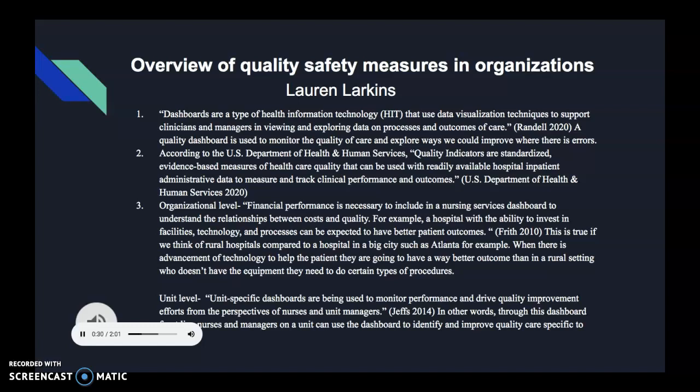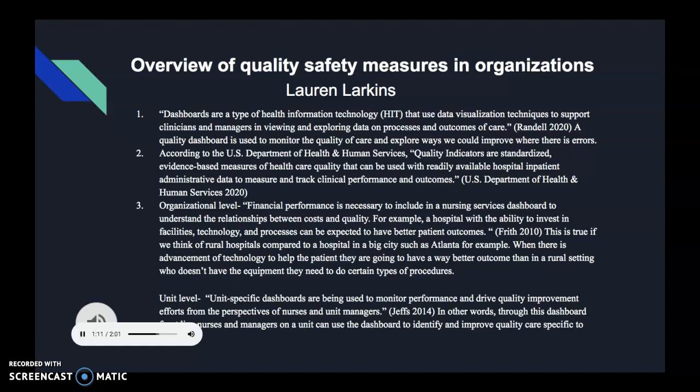Number 2. According to the U.S. Department of Health and Human Services, quality indicators are standardized, evidence-based measures of healthcare quality that can be used with readily available hospital and patient administrative data to measure and track clinical performance and outcomes. Number 3, organization level. Financial performance is necessary to include in a nursing services dashboard to understand the relationship between cost and quality. For example, a hospital with the ability to invest in facilities, technology, and processes can be expected to have better patient outcomes.